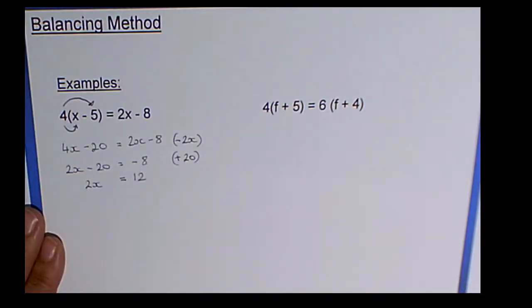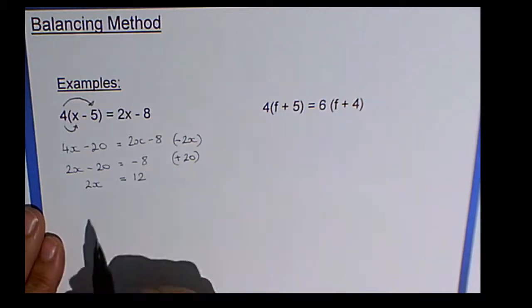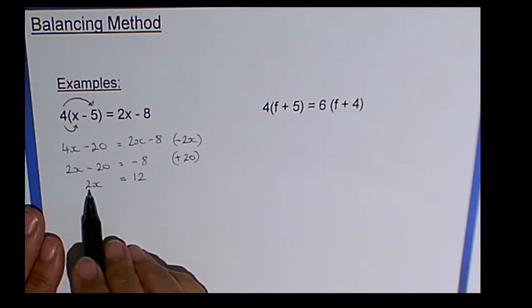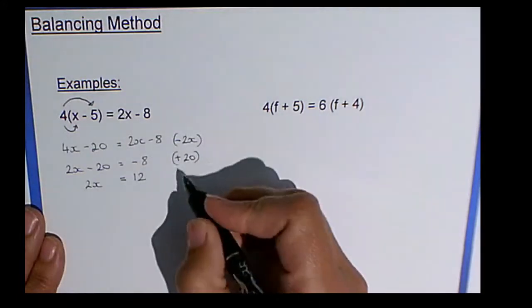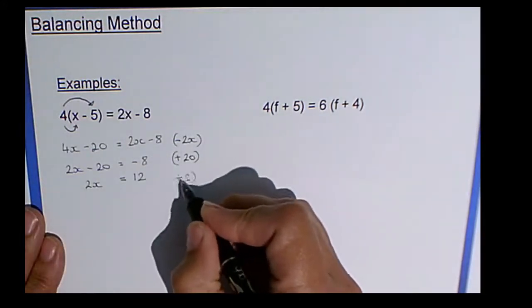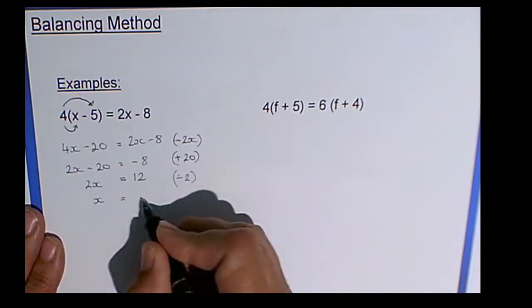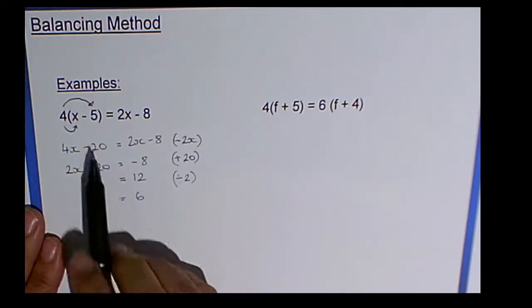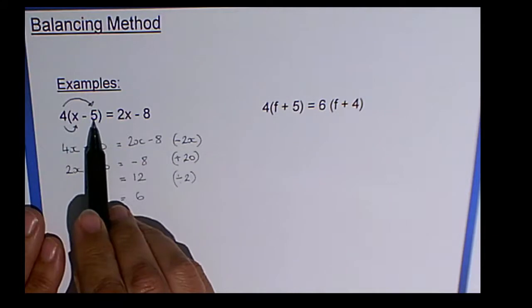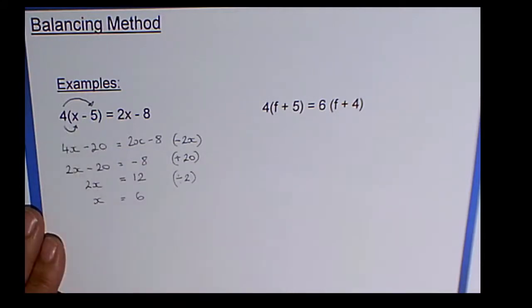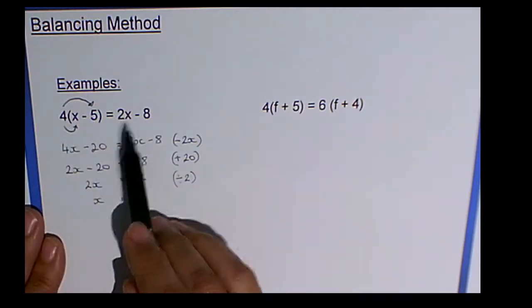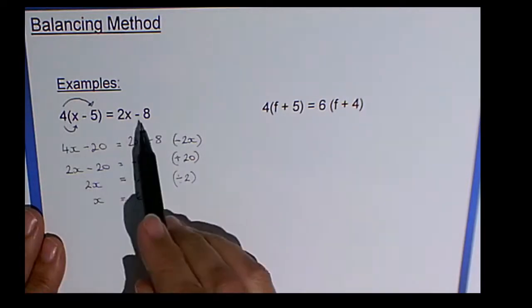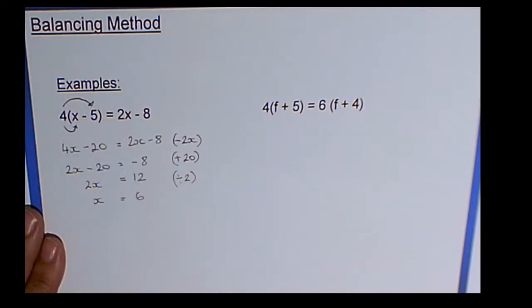So again, be careful, draw a number line if you need to. We want x on its own. It's currently multiplied by 2, so we need to do the inverse, which is divide by 2. And we get x equals 6. And again, we can check our answer, making sure we use BIDMAS. So I'm going to put the 6 back in here. So 6 minus 5 is 1, and 1 times 4 is 4. 6 times 2 is 12, and 12 minus 8 is also 4. So we know that that's the correct answer.